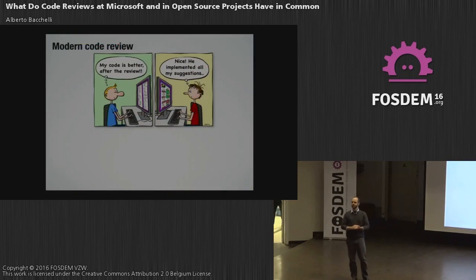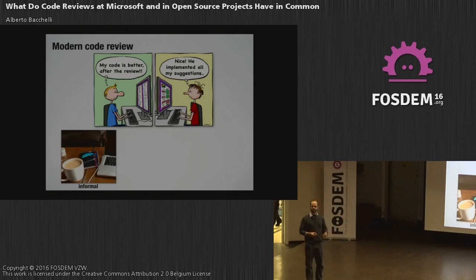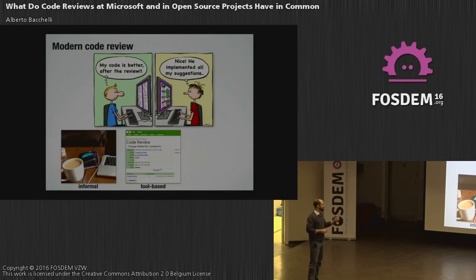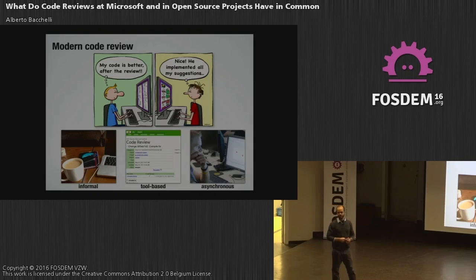So today I'm going to talk to you about modern code review. And this small comic tells you everything about what modern code reviews are. So they are informal, there is no meeting that you have to attend with many people together at the same time. They are tool-based and they are asynchronous. These are the three main characteristics of modern code review, as opposed to code inspections.